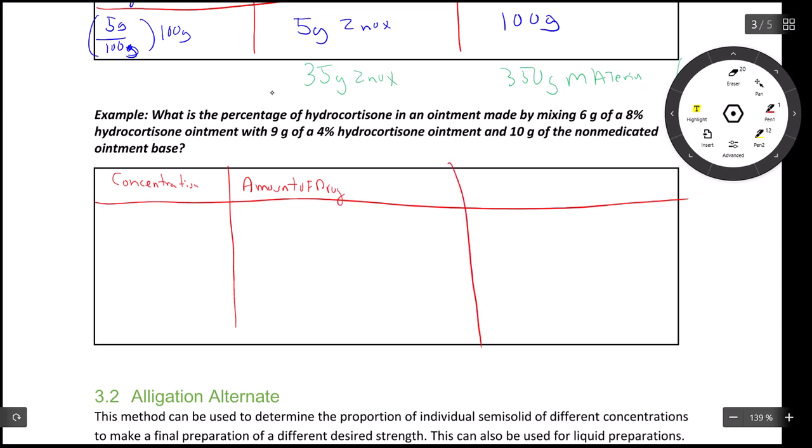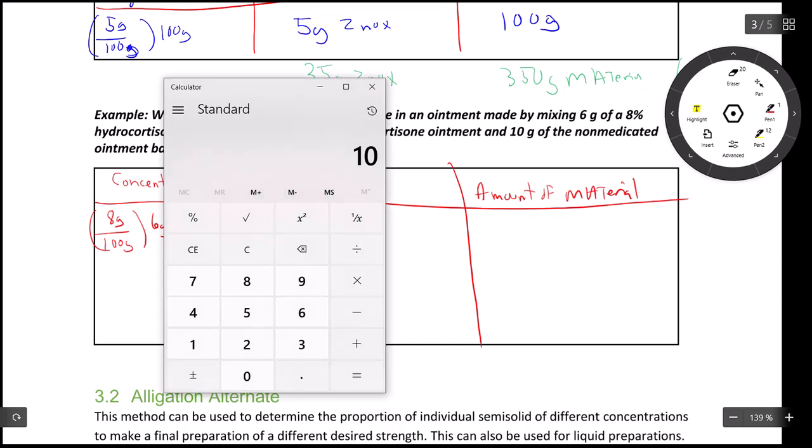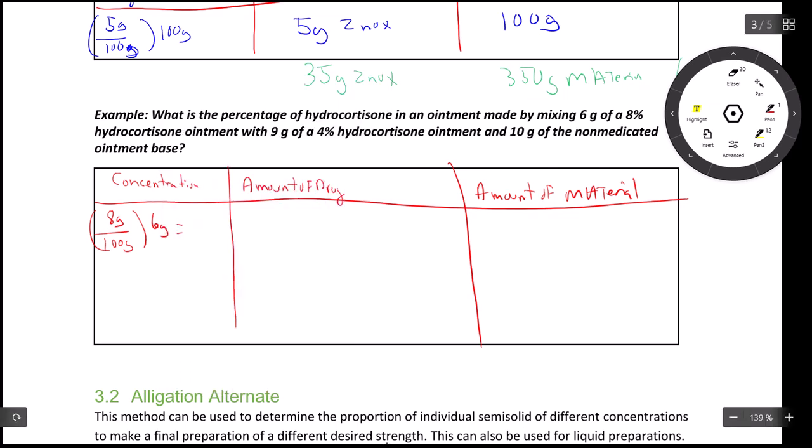And we find the amount of material, right? So the first one is we have 8% hydrocortisone cream. We take 6 grams of it. 8% means that we have 8 grams of drug in every 100 grams. We are doing 6 grams of that one. So taking our number, we've got 8 grams in 100. What happens if we only do 6? We got 0.48 grams of drug, but the amount of material we have was 6 grams.